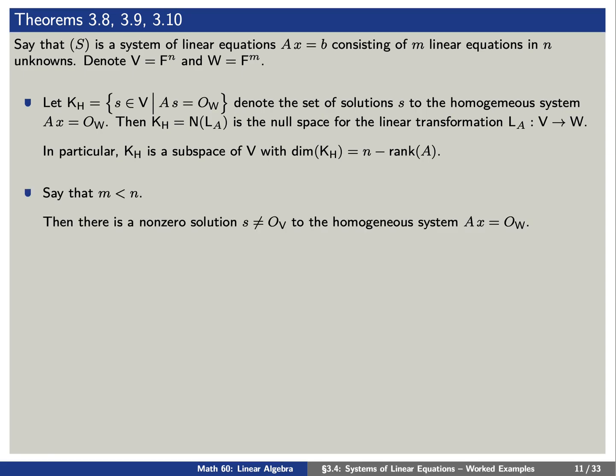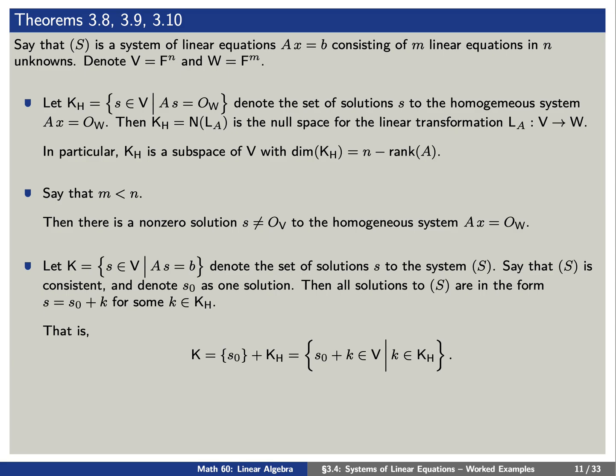Let's say for the moment that m is less than n. That is, the number of equations is less than the number of variables. Then there exists a solution, lowercase s, to the homogeneous system where not all of the coefficients of lowercase s are zero. That is, we can find a solution to the system Ax equals the zero vector where not all of the a1, a2 through a sub n are equal to zero.